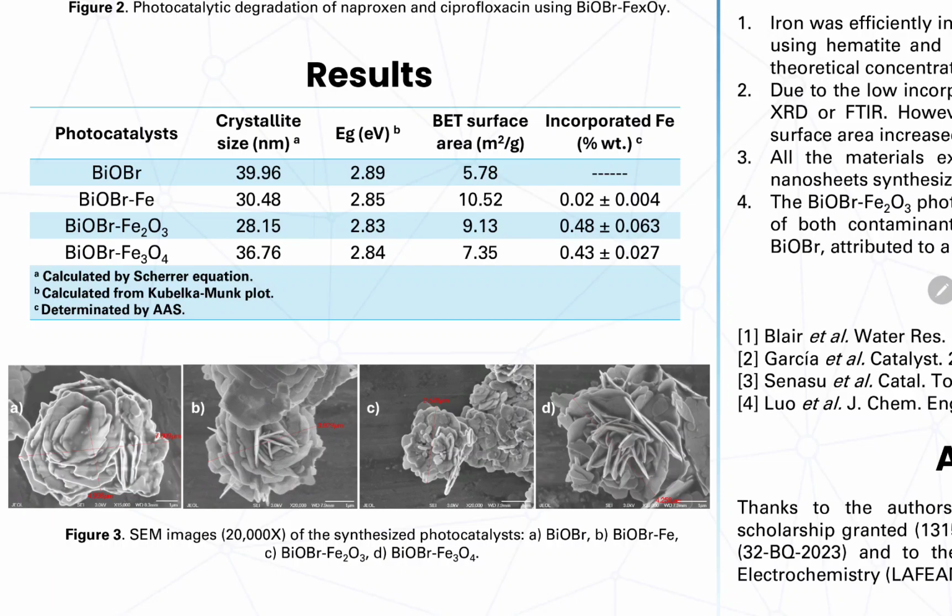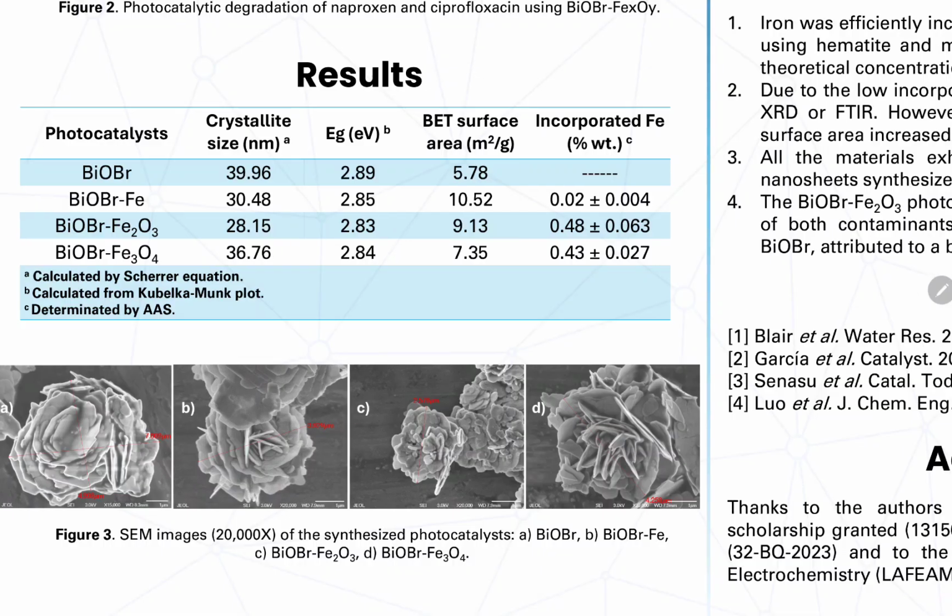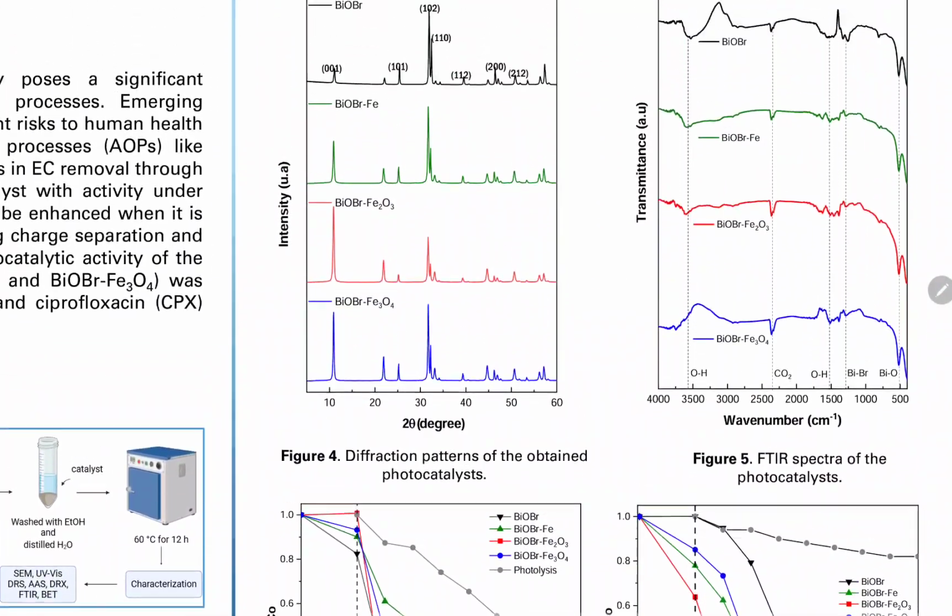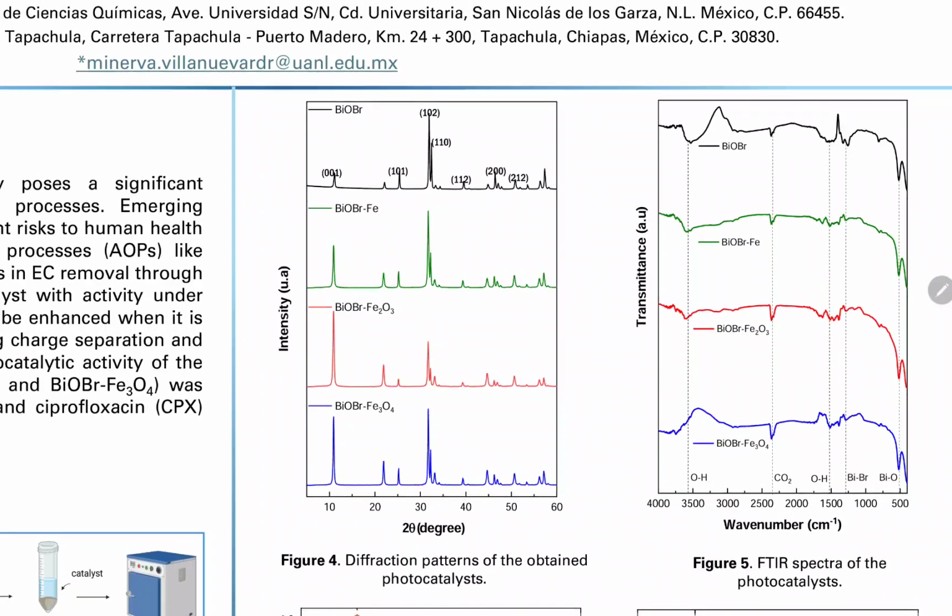Then we see in figure 3 the SEM images of the materials, where flower-like structures are observed, assembled with nanoleaves with interstitial spaces and smooth plates. No modification with iron is observed due to the low incorporation of iron. Then the diffractogram of the materials is observed in figure 4, showing the characteristic pattern of the tetragonal crystalline phase of bismuth oxybromide in the proposed photocatalysts. An increase in intensity is observed in planes 001 and 102 due to the incorporation of iron.